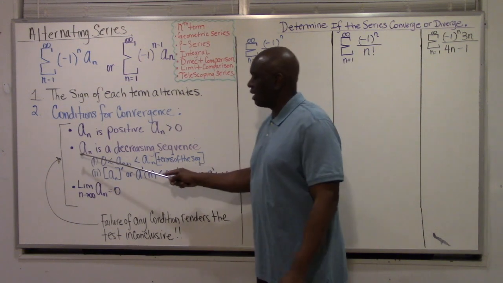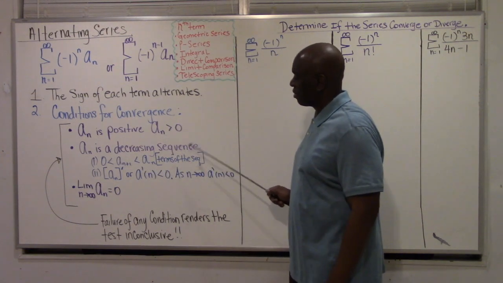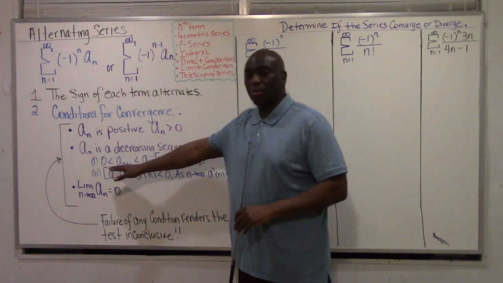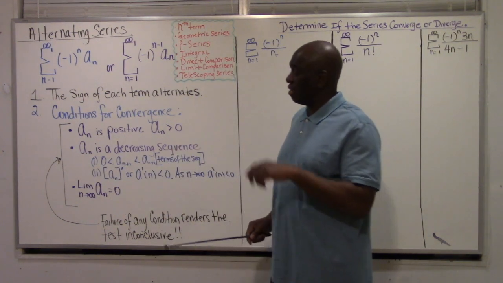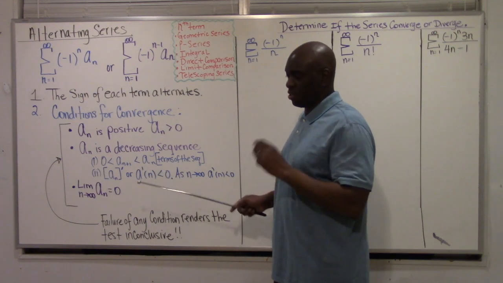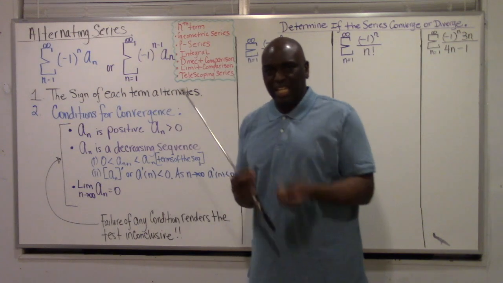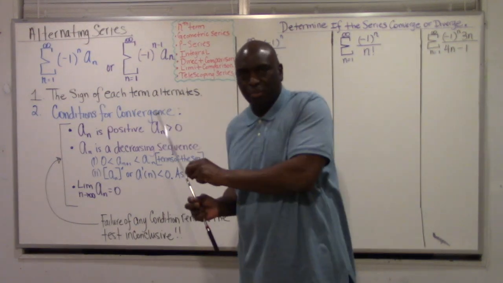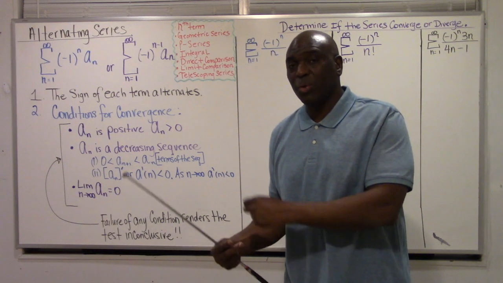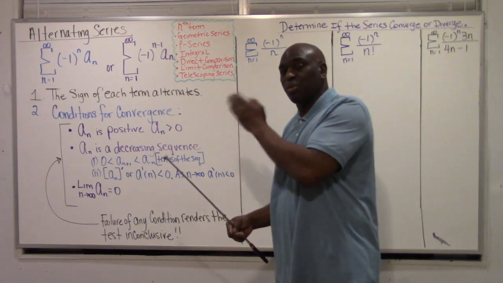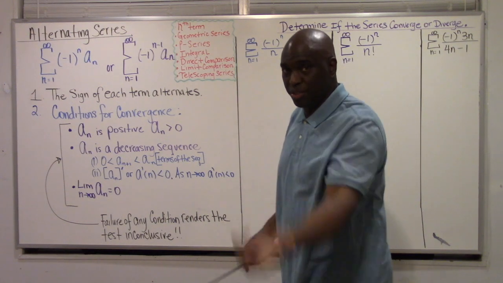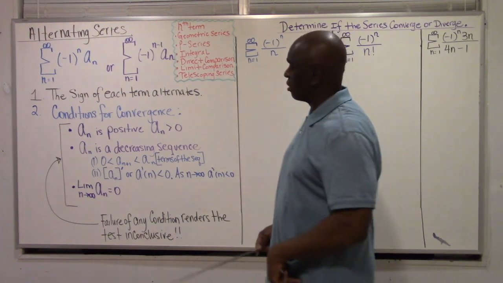Condition 2, a_n is a decreasing sequence. So what does it mean to decrease? Well, that means that 0 is less than a_(n+1), which is less than a_n. This means that each succeeding term must be smaller than the preceding term. So as n goes to infinity, each term that follows is smaller than the previous term. It must be decreasing. All right?